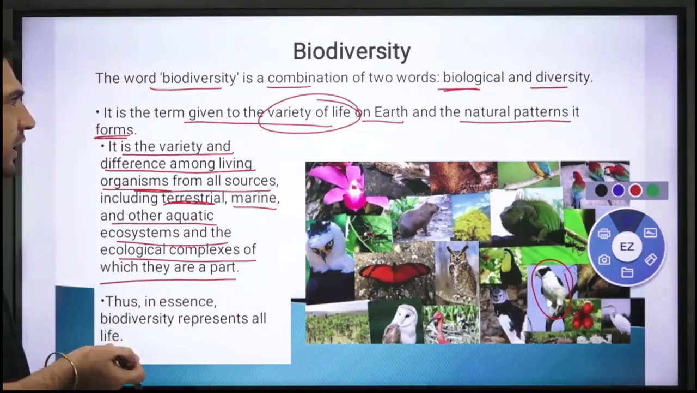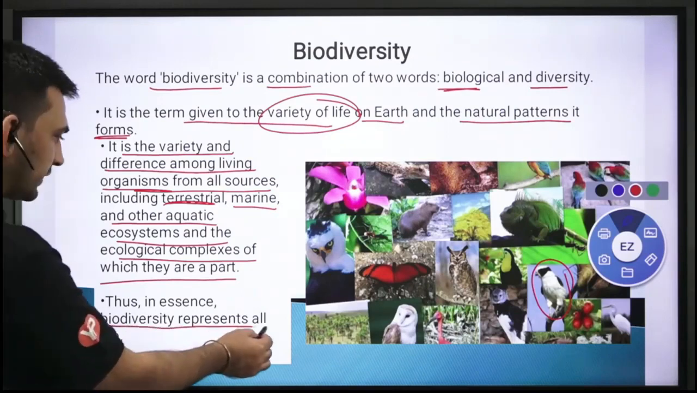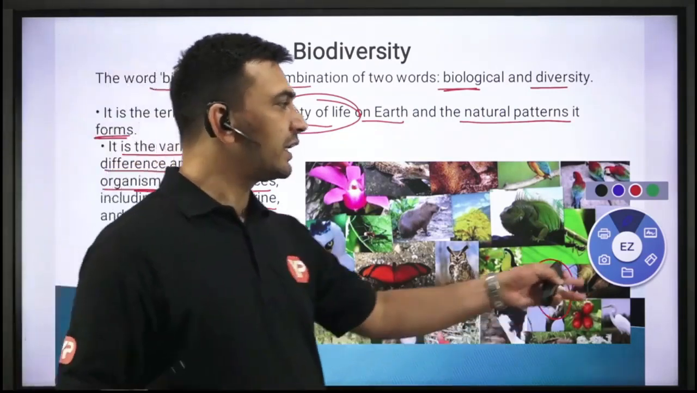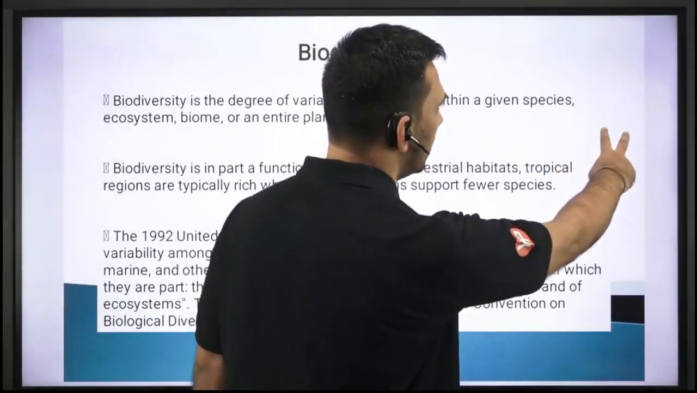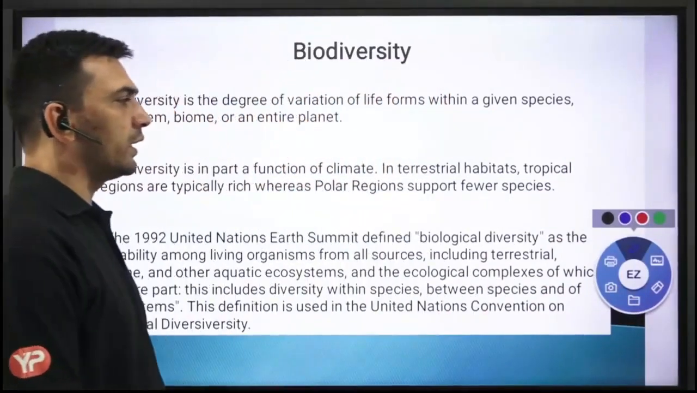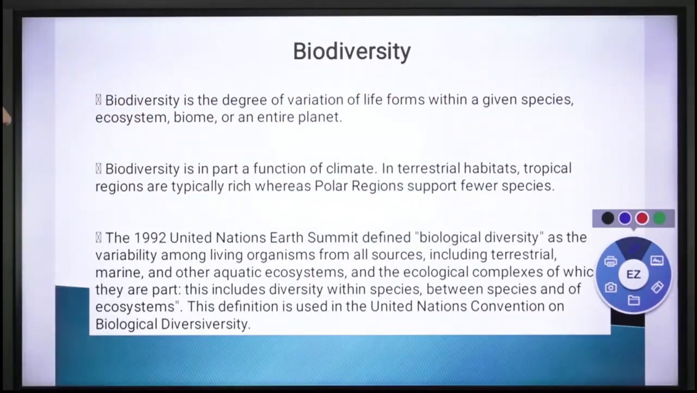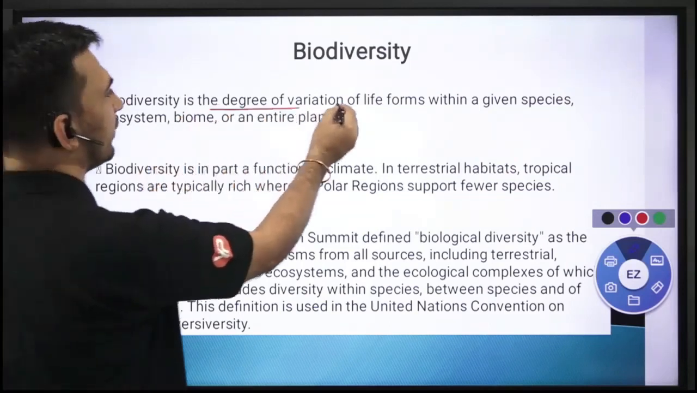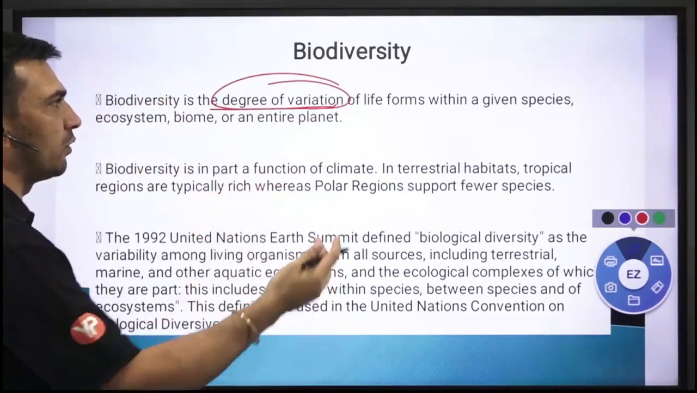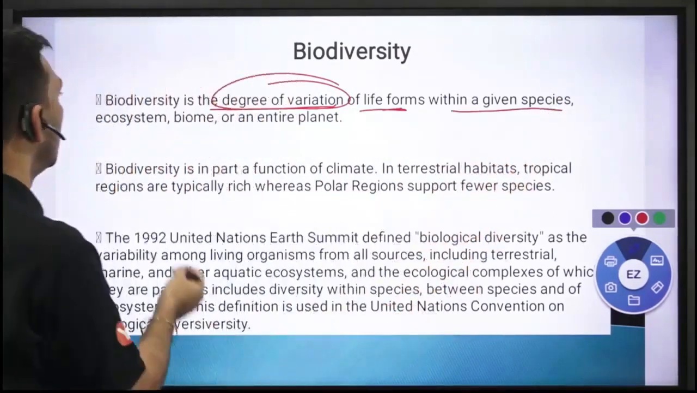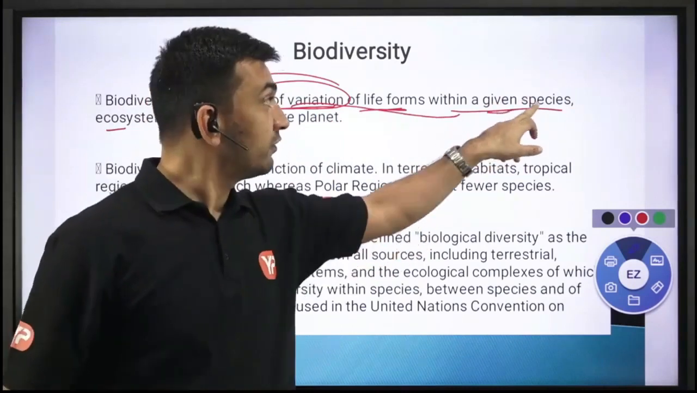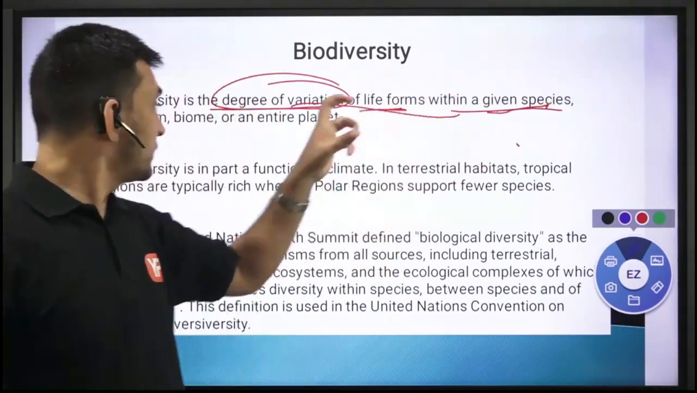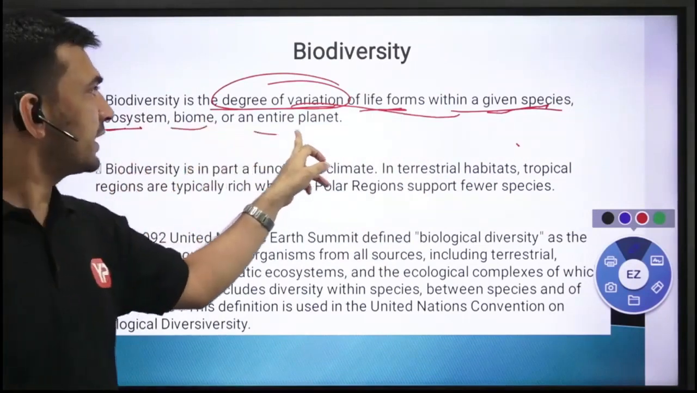So basically, all different life forms को हमने नाम दे दिया है biodiversity. Thus, in a sense, biodiversity represents all the different life forms, right? So the same has been mentioned over here. It is just a way of expressing these things. Biodiversity is a degree of variation in life forms within a given species, ecosystem, biome, or the entire planet. See, variation in the life forms within a given species, right? Given species के अंदर, ecosystem के अंदर, biome के अंदर, entire planet के ऊपर.